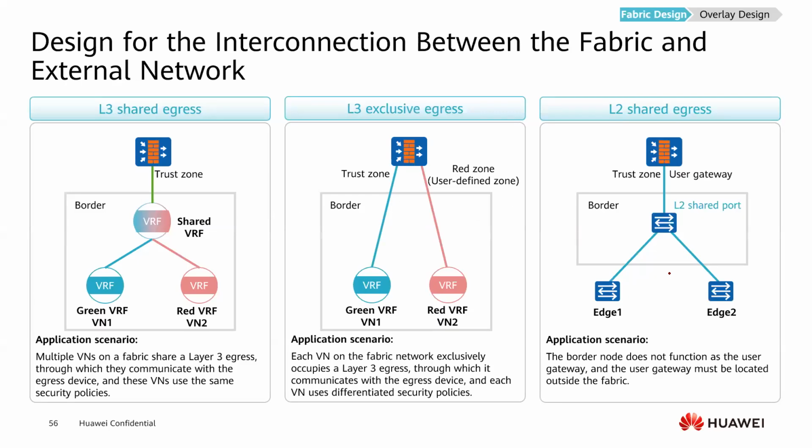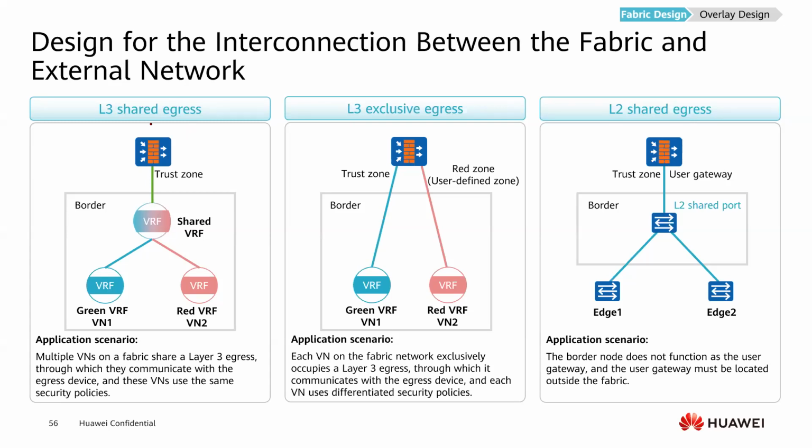And how do we connect to the external network? For the fabric, you need to create the external network that can be accessed by the VNs, and connect to the different external networks. There are three kinds of egress: the layer 3 shared, the layer 3 exclusive, and the layer 2 shared.